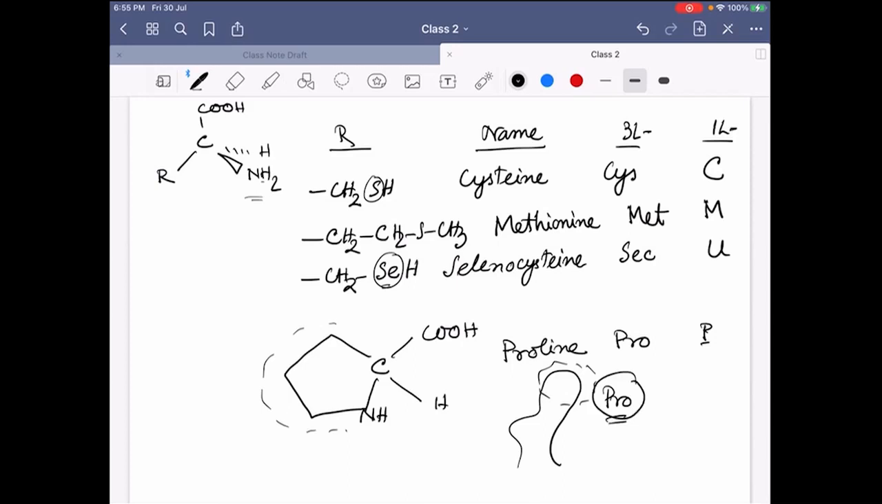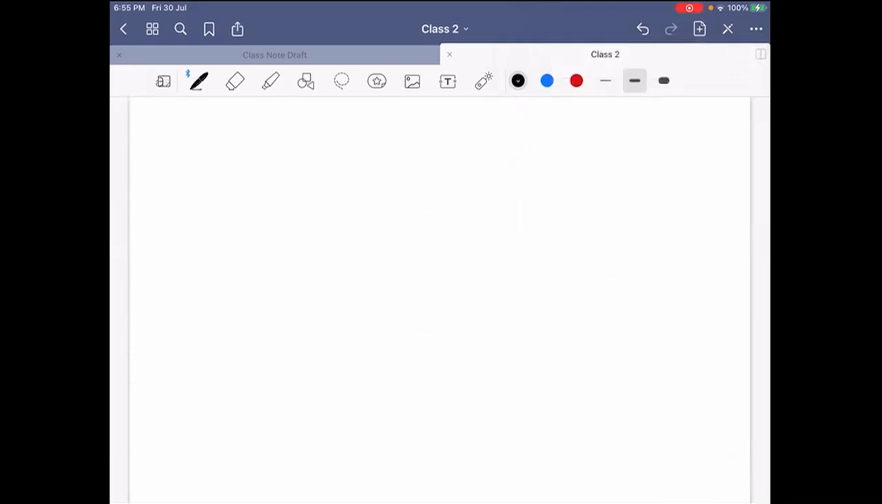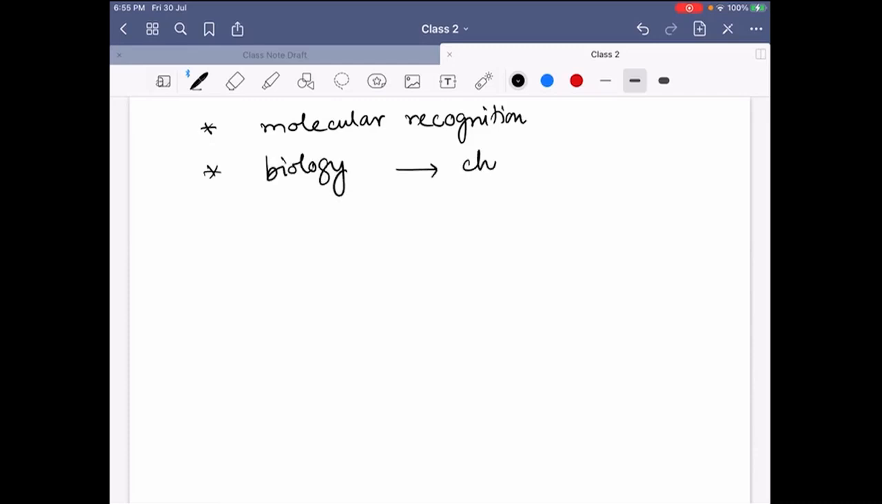So today we learned mostly about molecular recognition, and how it is important. We found that biology uses molecular recognition a lot, and uses chirality as one of its tools. And we also know about the different amino acid structures. Those will be very important for your exams and assignments.